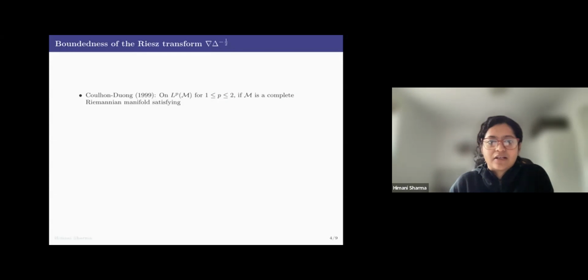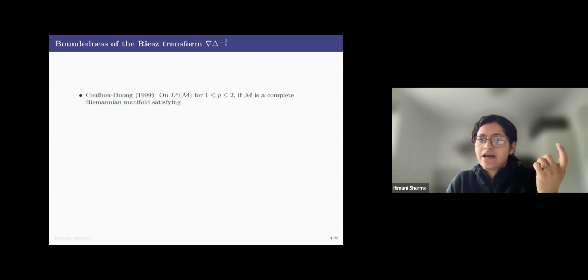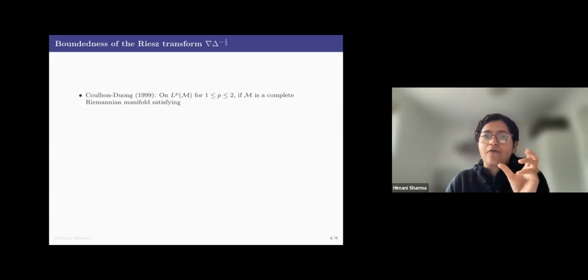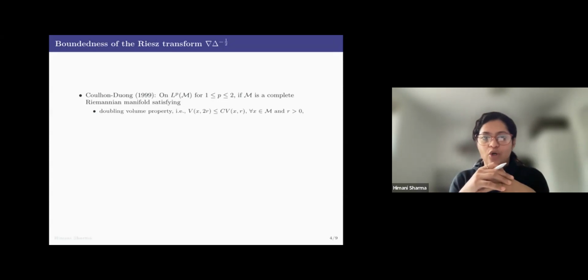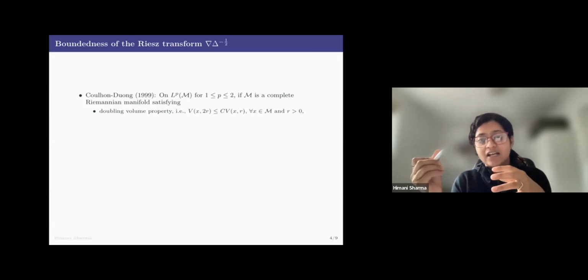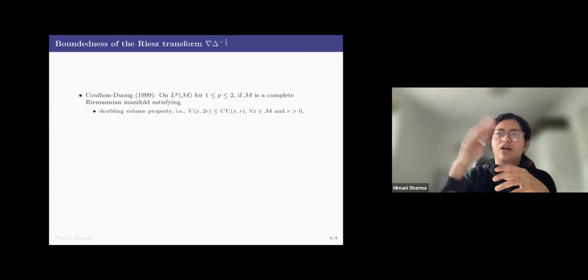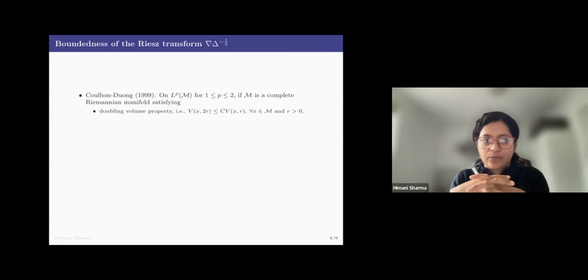It was done in 1999 by Coulhon and Duong, that on L^p(M), if I take M to be a complete Riemannian manifold, and for the range P in the interval 1 to 2, the Riesz transform has been shown to be bounded for complete Riemannian manifolds satisfying some conditions. And what are these conditions? First, we have a doubling volume property over this Riemannian manifold, which means that a ball of double the radius can be covered by C times the ball of radius 1. This is how we define a doubling volume property.